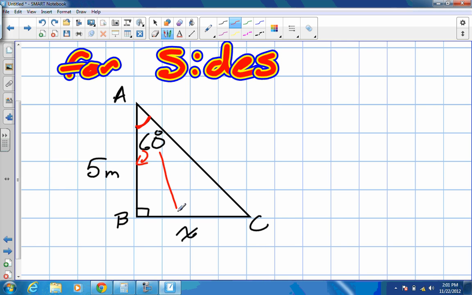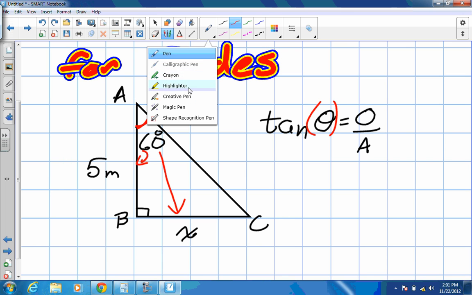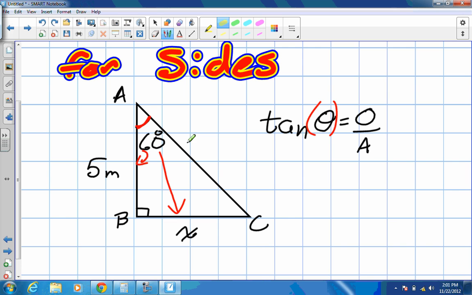Well, in reference to my angle, I have the measurement of the adjacent side, and I'm looking for the opposite side, which means I'm going to use the tangent ratio. So tan theta is equal to the opposite over the adjacent. In this case, theta is what value? Not x, it represents an angle. 60, that's right. 60 is going to replace our theta.